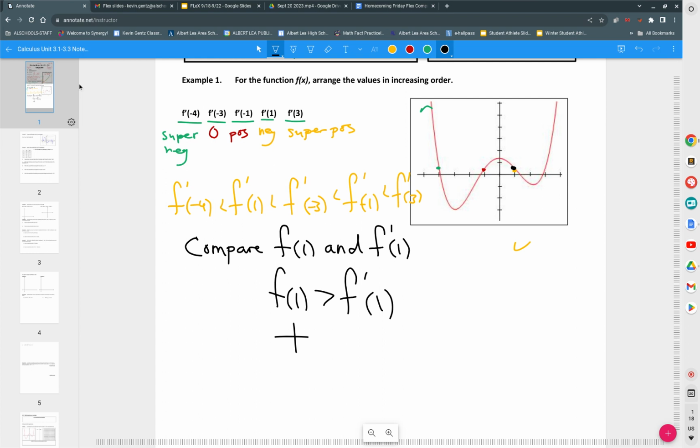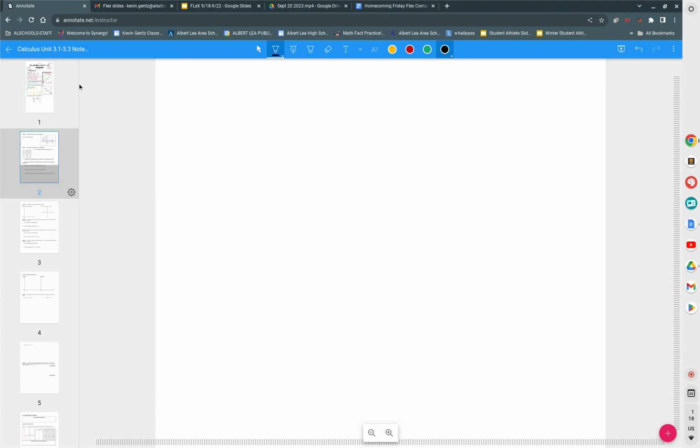That's different than f prime. F prime is the slope at that spot. Say something about the slope at that spot. That's negative. Okay, so you can see obviously a positive is greater than a negative. So that's the difference between f of and f prime of. Okay, notice those pieces. Everybody got that? Okay, flip it over.